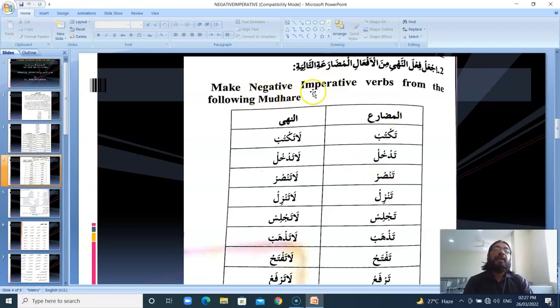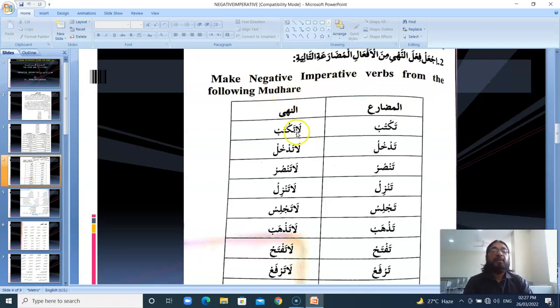Here, make negative imperative verb from the following mudari'. For example, in the examinations hall, all such questions will be given. What you have to do? You have to do like this. What is being changed here? Only lam alif zabar la, lam alif zabar la, lam alif zabar la. Taktubu, you are writing or you write. Al-mudari', present tense. An-nahi, prohibition is la taktub. La means don't.